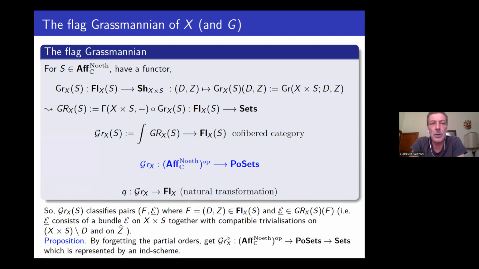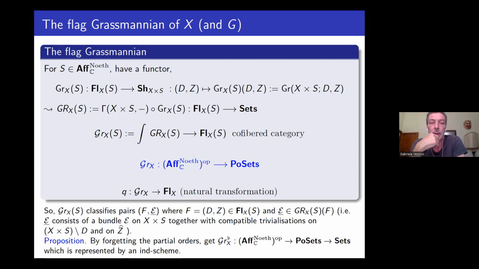x of s, which goes from flags of x of s to sheaves over x times s, which just takes a flag and associates to it the Grassmannian of x times s with respect to d and z, the flag d and z. This is a sheaf. You can take global sections, and this is what I call big GR x of s. And this is a functor from flag x s to sets.